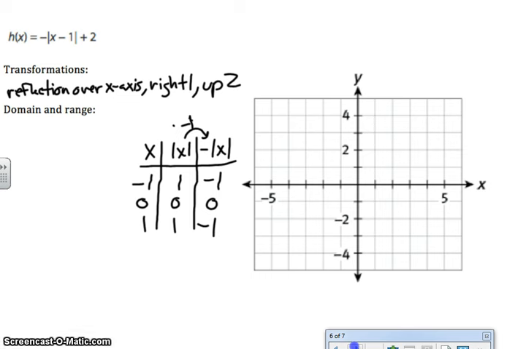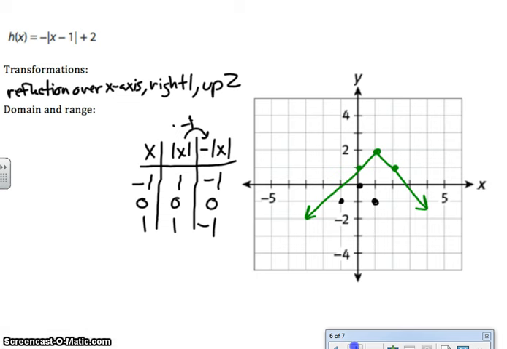So let's plot those points. Okay, so I'm not done yet. I've done the reflecting part, but I still have to move right 1 and up 2. So I'm going to take all 3 of those points and move them right 1 and up 2. So the green dots here give me h of x with all the transformations.